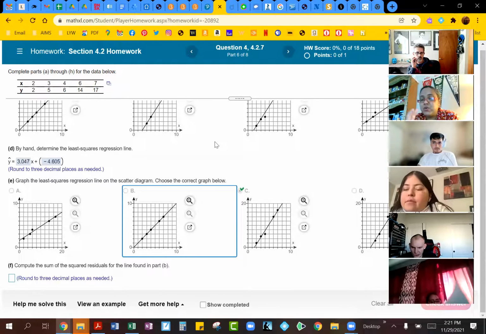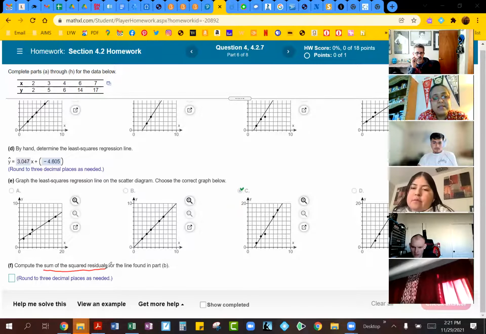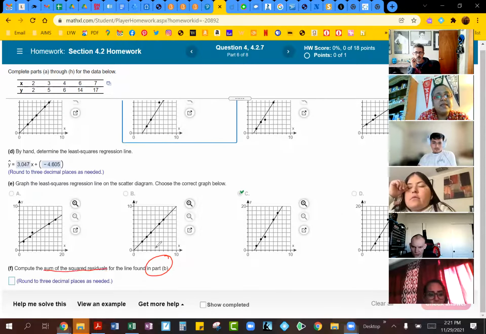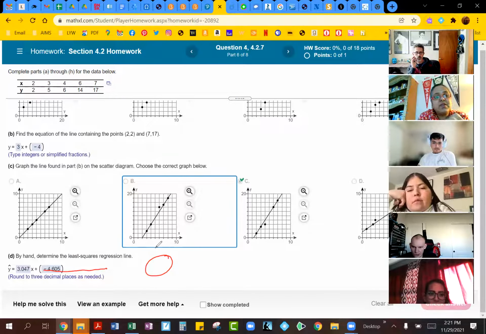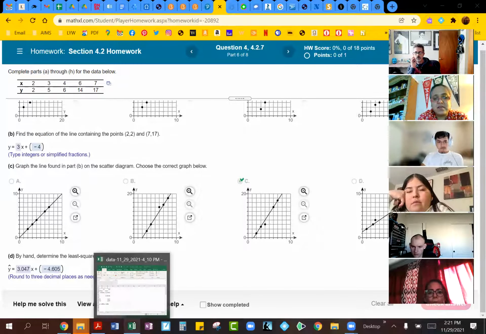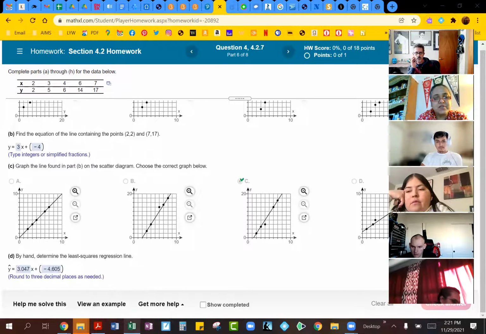So you will get 2 questions on this. The first one here is asking you to calculate the sum of the squared residuals based on your equation in part B. So part B was this equation here, the 3x minus 4 equation. So I actually like using Excel again to do this calculation, because those auto calculate really helps you out.